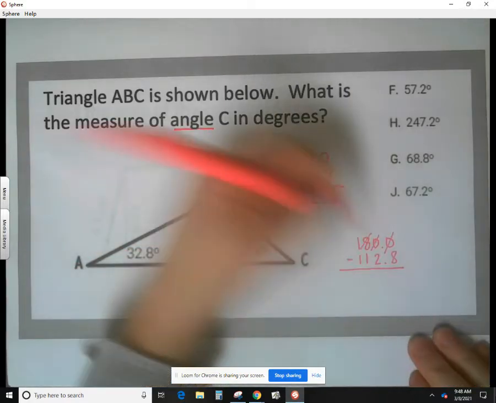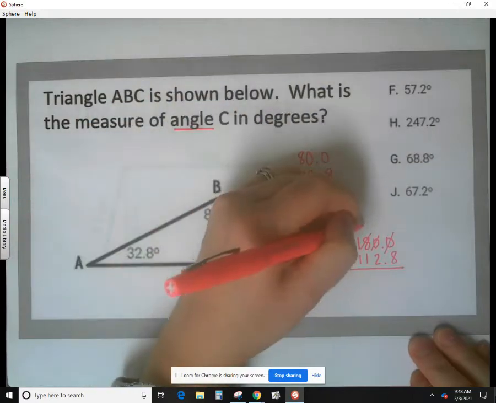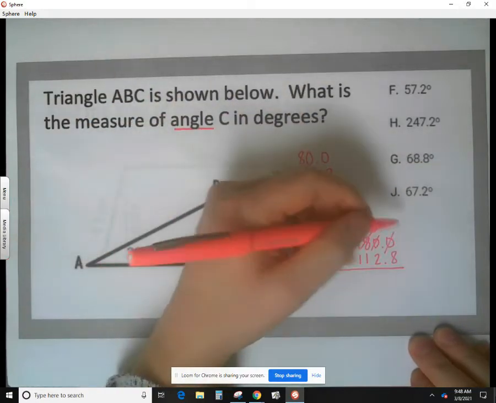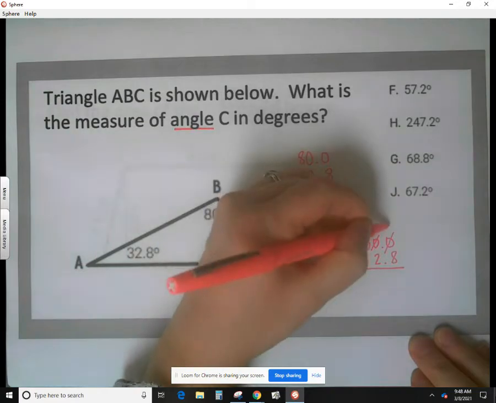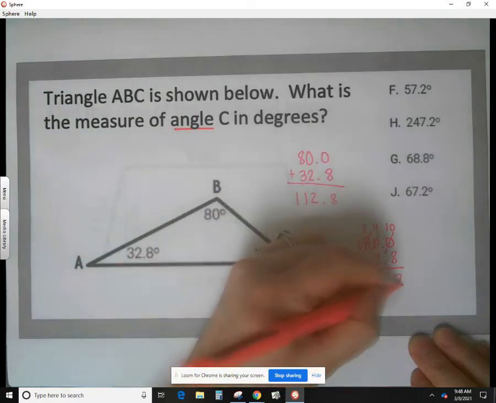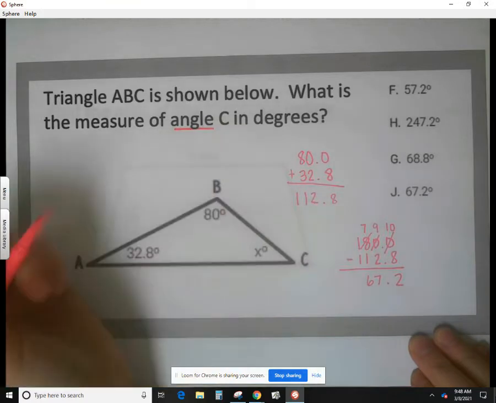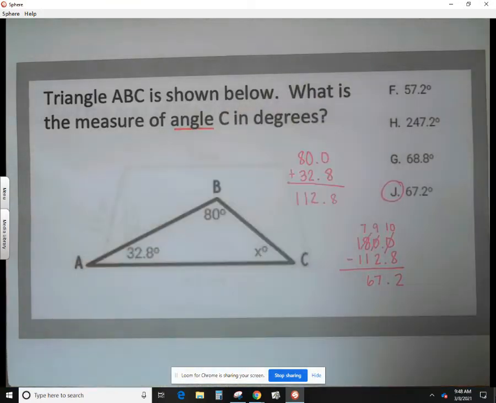I can't take 8 away from 0, so I have to borrow. I have to go all the way over here to the 8. It's going to become a 7. This will be a 9, and this will be a 10. I subtract and get 67.2.